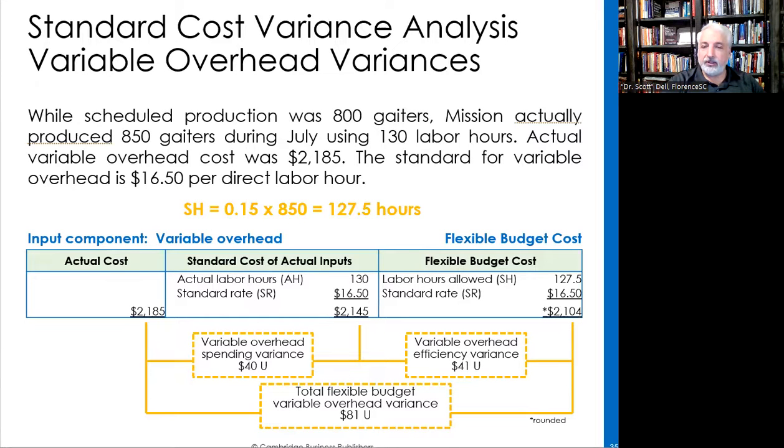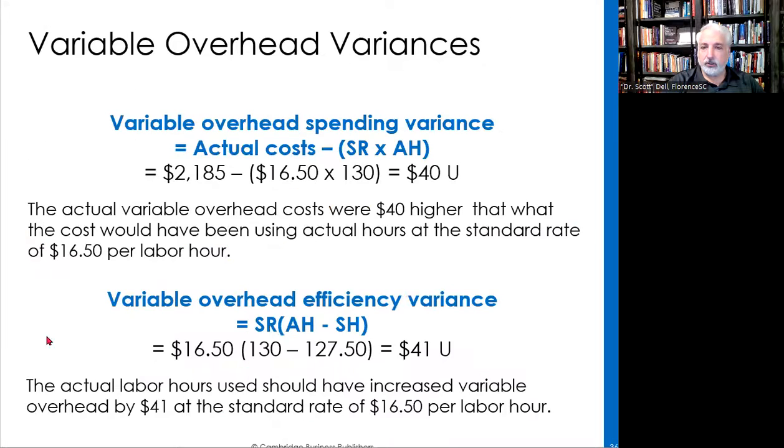And we're also going to have a spending variance and an efficiency variance with our overhead as well. So we may be using different quantities, and if we use labor hours or other measurements, we're going to have the actual cost, the flexible budget cost, and then the difference in between. And again, in this case, we had two unfavorable variances: an overhead efficiency variance and an overhead spending variance, both negative or unfavorable. Combining the 40 and the 41 made for an $81 total unfavorable variance. Okay.